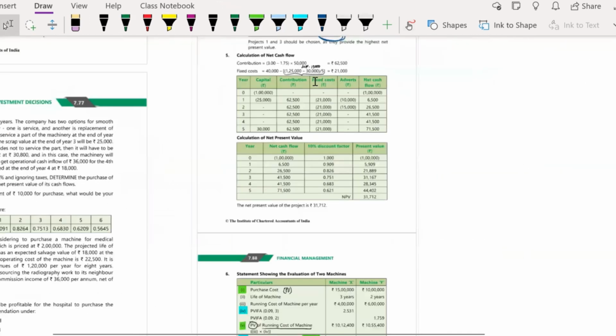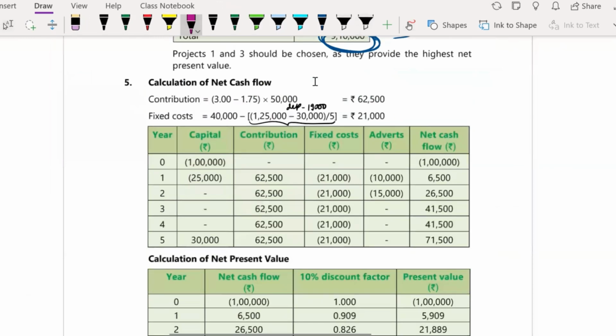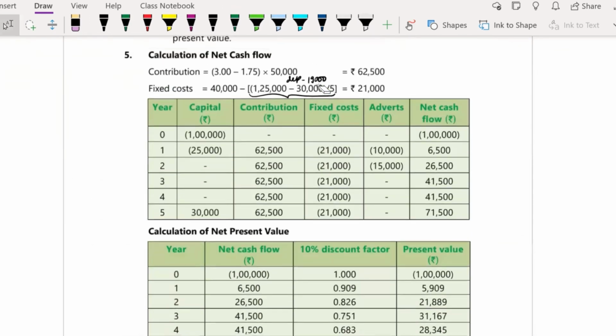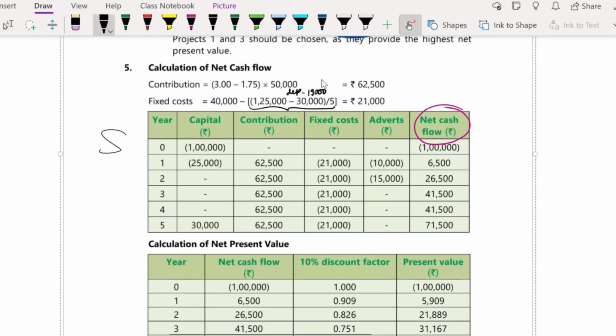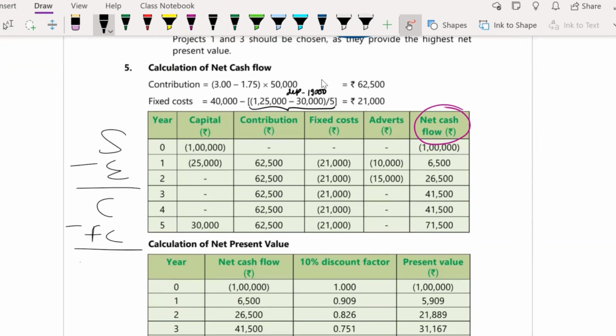Okay, so question number 5. Now what we have to do is find out the present value of cash outflows and the present value of cash inflows. Cash outflows are easy, they have already given them in the question, but for cash inflows, you have to find out the net cash flow of every year. It is nothing but your sales minus expenses. You will get your contribution, minus your fixed cost, and you will get your cash flow. Using this we can find out each year's cash flow.